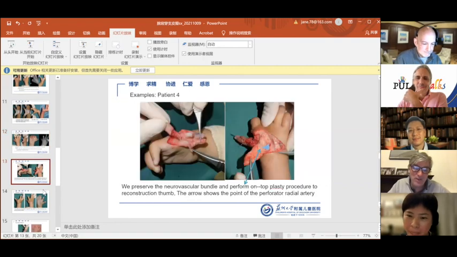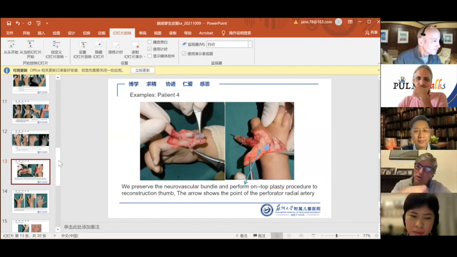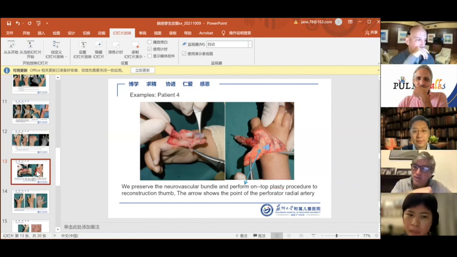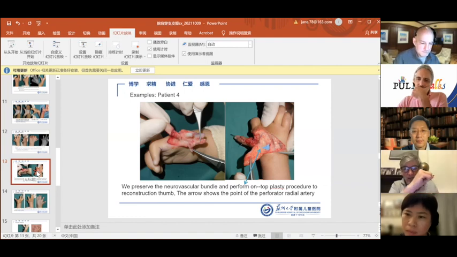Do we have any other questions? I think that covers most of it. It's a beautiful flap. I wondered, in the long term, do the children have problems with wrist flexion? Is the donor site closure tight, and does it limit wrist flexion?